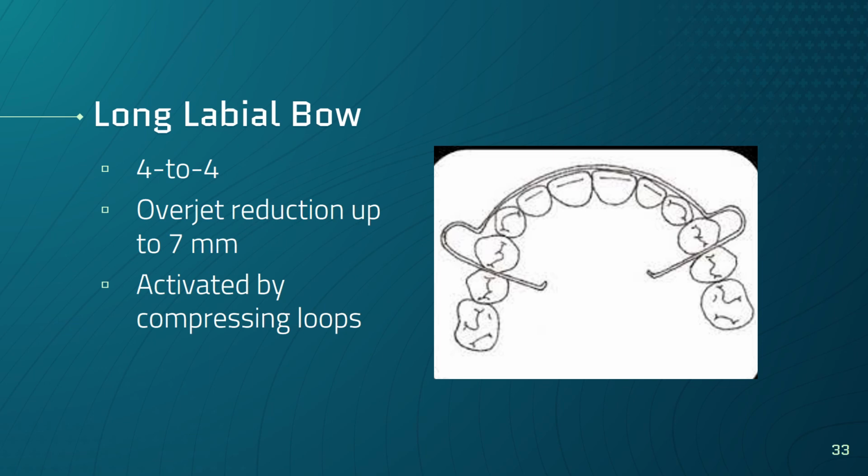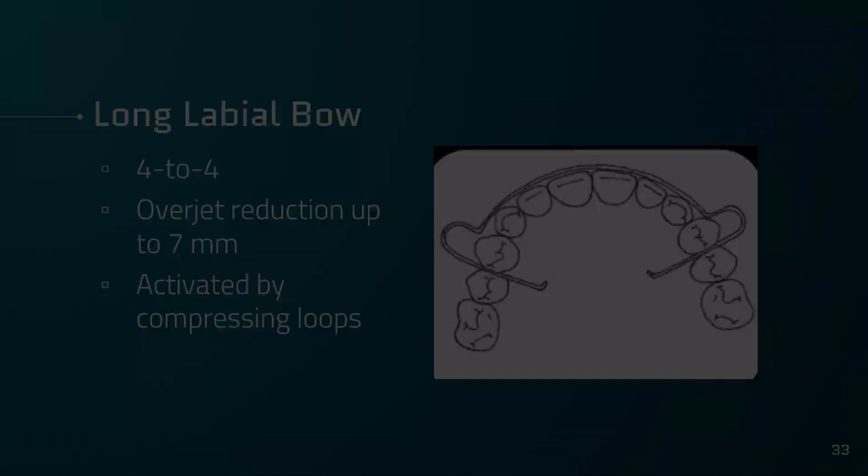Now the long labial bow is similar to the short labial bow except that it extends from the first premolar to the first premolar on the other side. Now, because of the longer wire, it is a little bit more flexible, and thus you can undertake overjet reduction up to 7 millimeters with the long labial bow, and it is activated by compressing the loops.